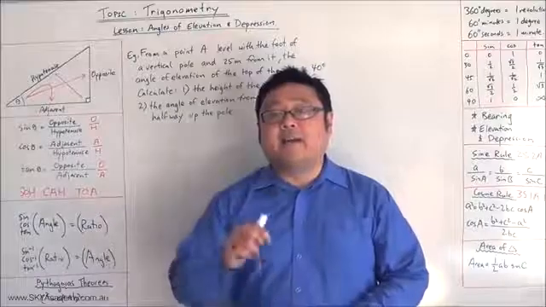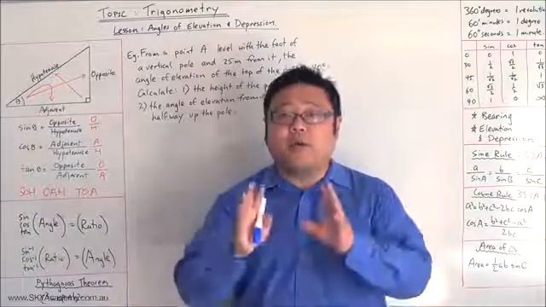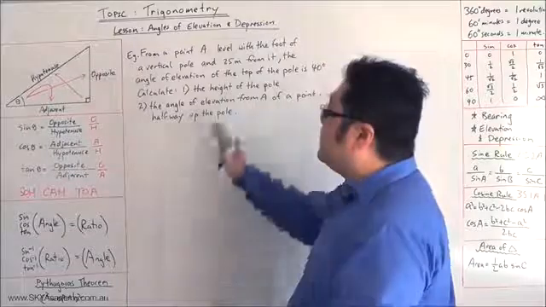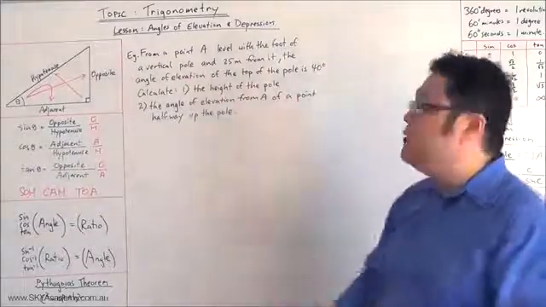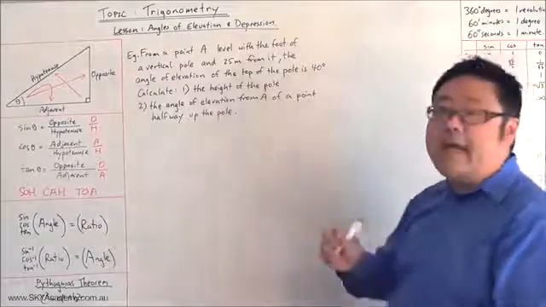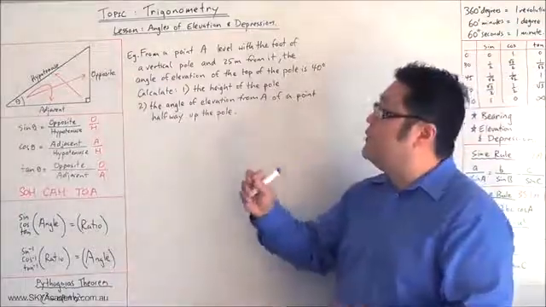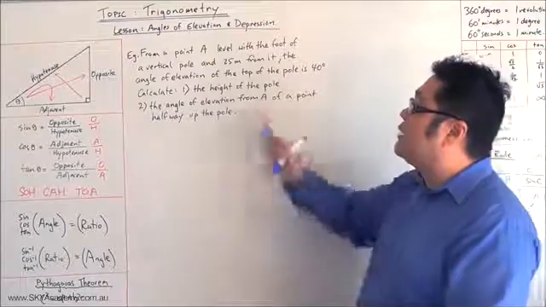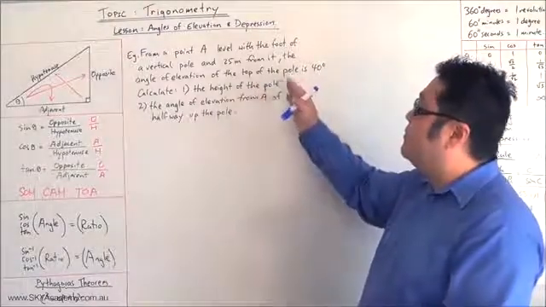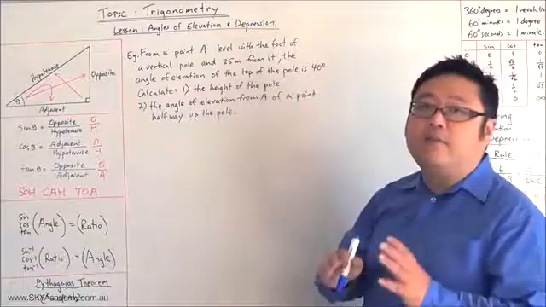Well, welcome back, and now we're going to do a question involving angles of elevation instead of angles of depression. Now, I've written up an example of a question on the board, and it goes like this. From a point A, level with the foot of a vertical pole, and 25 meters from it, the angle of elevation of the top of the pole is 40 degrees.